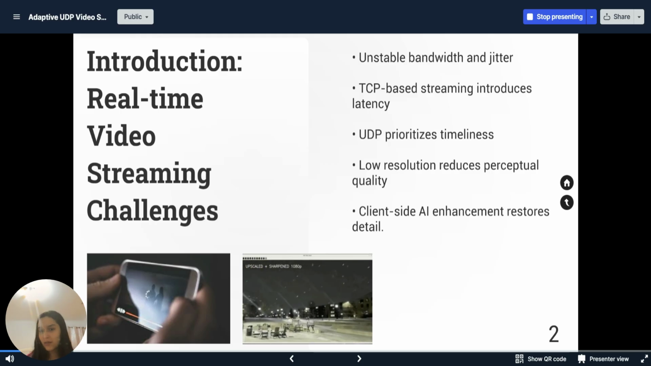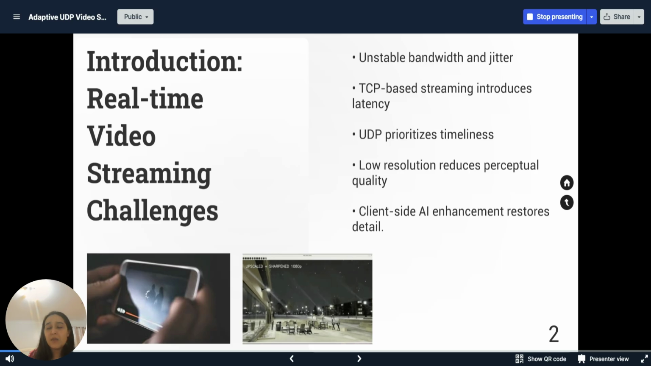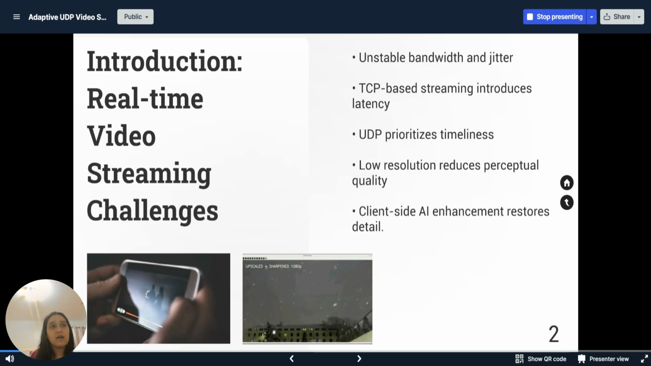So, what are we trying to do? We can combine that with a client side AI-aware enhancement, so the client can enhance this quality and restore the details of this bad quality. And that is what we tried to do.